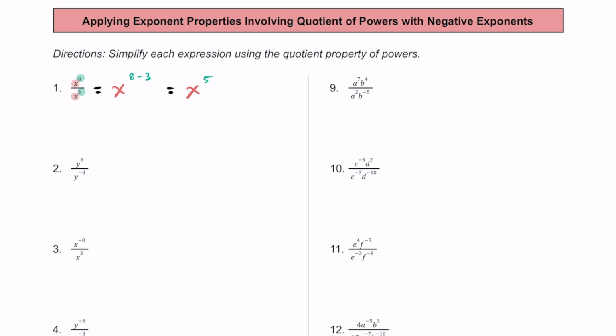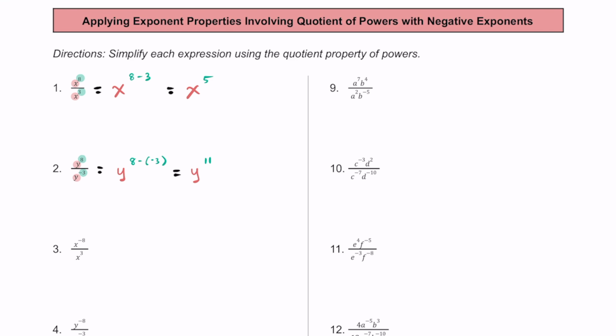Now for number 2, we have this y to the 8th power over y to the negative 3rd power, and because they have the same bases, we can apply this same property even though we have negative exponents. Taking this exponent up here and subtracting this exponent on the bottom, we can rewrite this as y to the 8 take away a negative 3rd power, so 8 minus negative 3. Now 8 take away negative 3 is the same thing as 8 plus 3 if you add the opposite, so we can say this is going to be y to the 11th power.